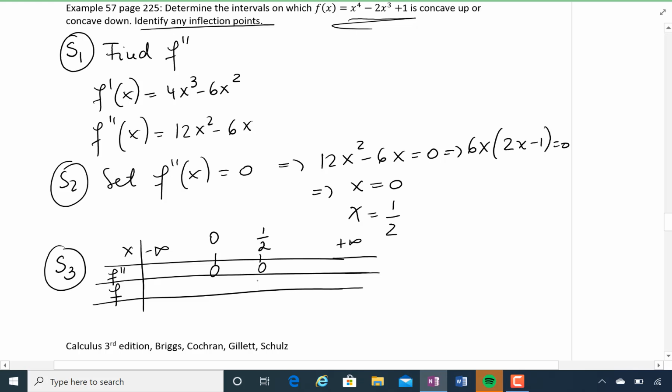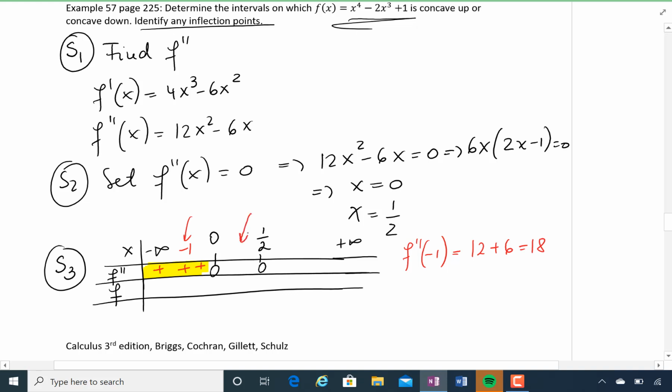Now I want to find out what sign I should put in this highlighted part. Well, for that, you just pick a number between negative infinity and 0. So I'm just going to choose negative 1 and calculate f double prime of negative 1. Well, that would be 12 plus 6, 18. So here I'm going to put plus.